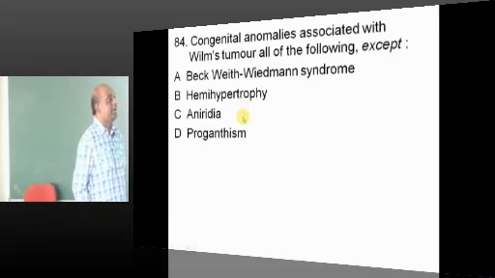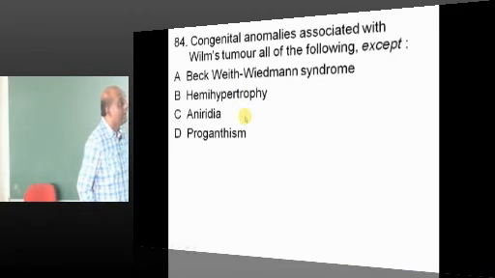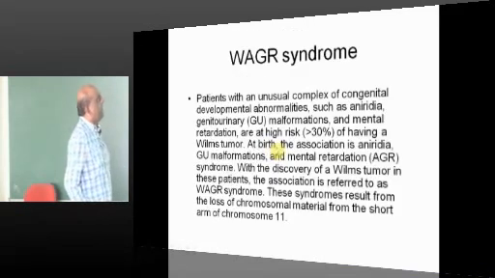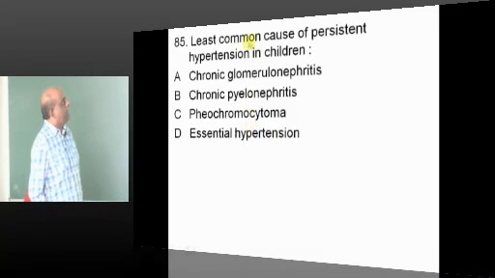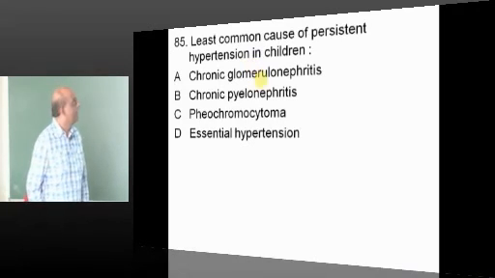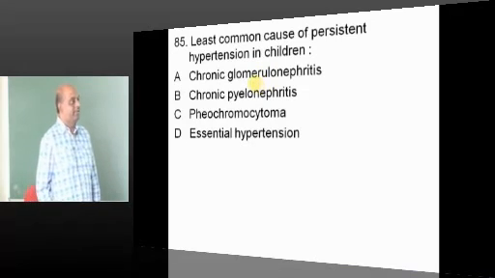Answer quickly. Prognathism. You mean to say prognathism is not there? That's right. Hemihypertrophy is all part of it. Persistent hypertension is not due to? Wrong answer, people will be happy. B. Chronic pyelonephritis?